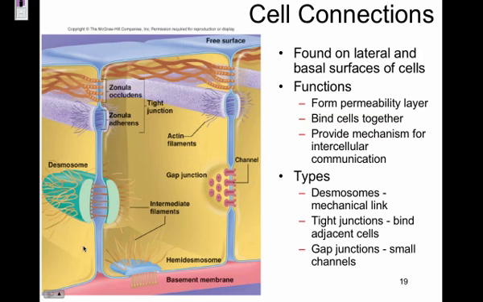The other one that's in this picture that's not in this list is the hemidesmosome. It's just half because it's not connecting to another cell. It's connecting it to the basement membrane here. It connects the cell to the basement membrane.